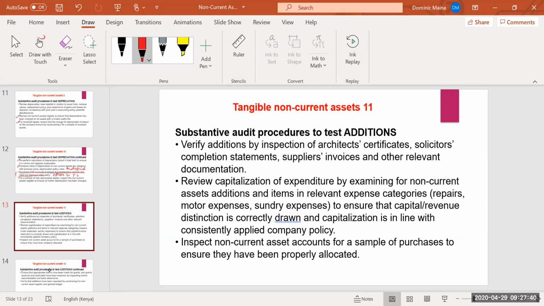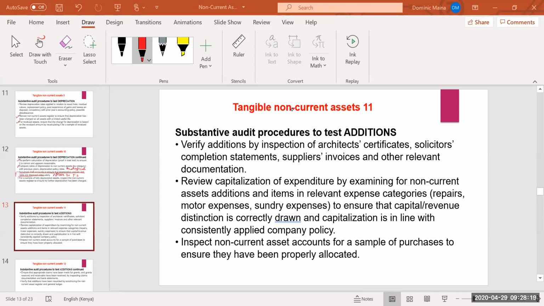Well, the procedures you can carry out are to verify if there were additions. If it was a building, of course, we go back to the architect certificates, as the company provides you with architect certificates. You can also ask them to provide, for example, suppliers' invoices. If it is an ongoing project, not yet complete, an ongoing asset under construction, you can also review the company policies with regard to capitalization. Don't forget the addition can also be in terms of expenditures that have been capitalized.